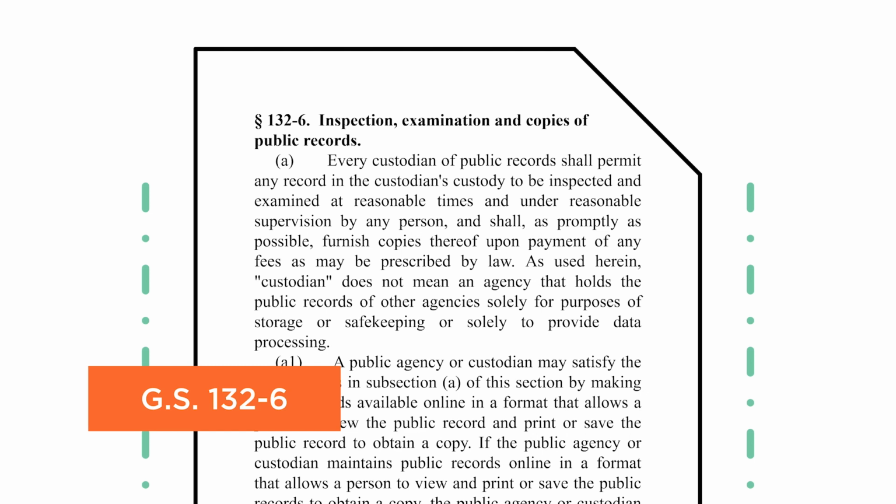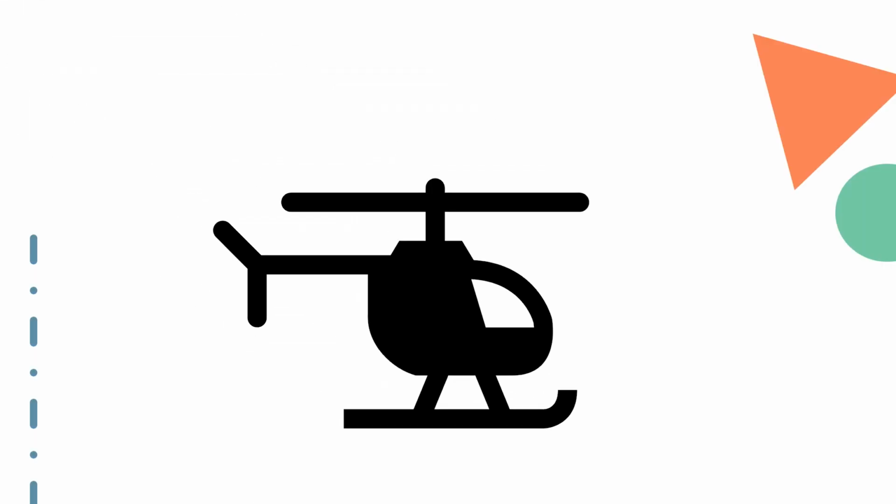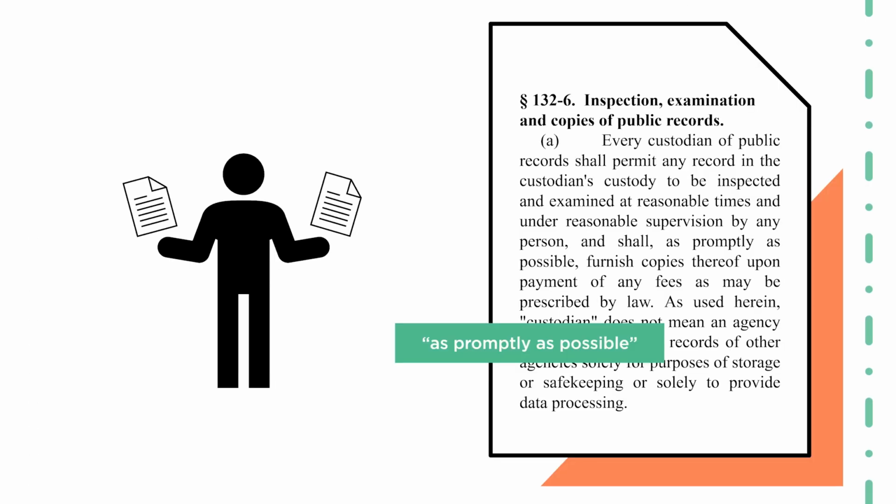Which brings us to GS 132-6, the statute that outlines your responsibilities for public records requests. According to this statute, records requests must be answered at reasonable times. This doesn't mean you have to come into your office at 3 a.m. to answer a records request, and it's pretty unlikely that you'll need to use a helicopter. However, they must be answered as promptly as possible. While the wording is vague to allow for the time it takes to handle records requests of different sizes, you shouldn't drag your heels when responding to public records requests.